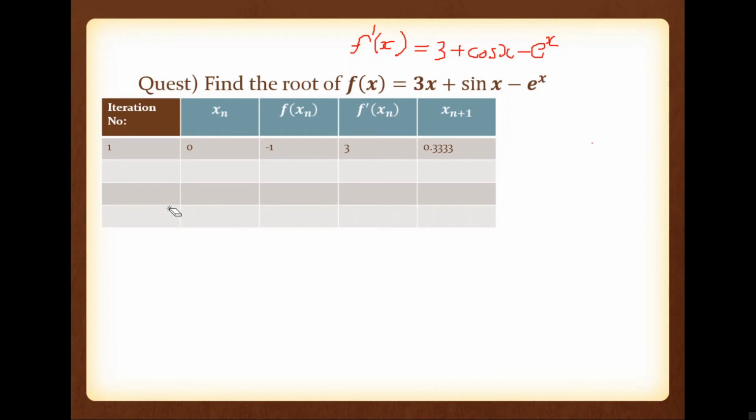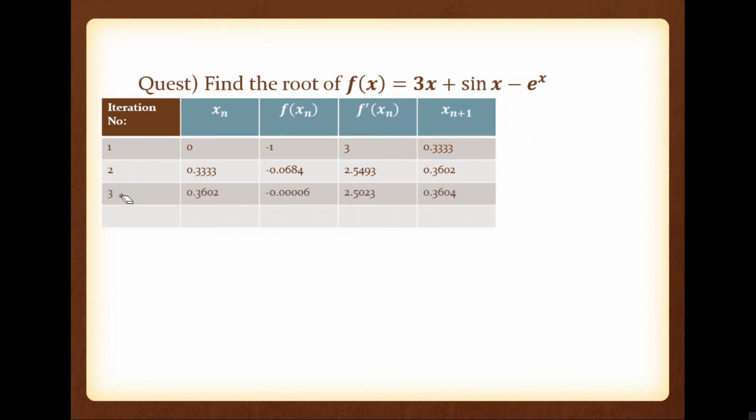For the second iteration, I told you xn is equal to 0.3333. So this is the next iteration. In the second iteration, I got xn equal to 0.3333. Then the corresponding f of xn is minus 0.0684. F dash of xn is 2.5493. And xn plus 1 is 0.3602. Now this value will act as the next xn. So for the third iteration, 0.3602 is xn.